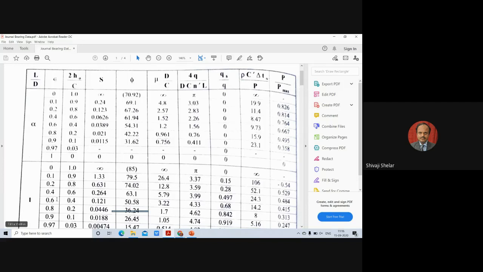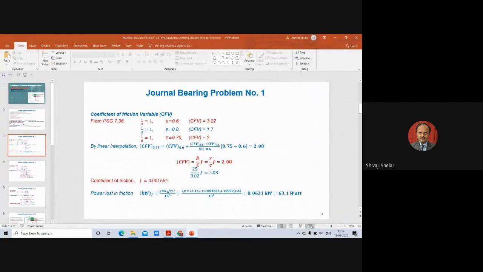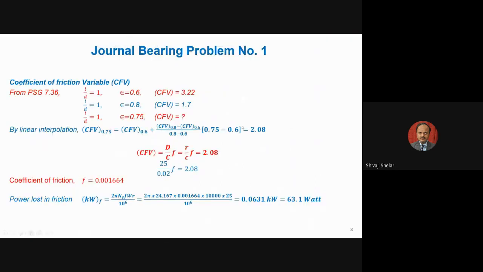So for 0.6, the value of F into R by C, that is called CFV, is 3.22. And for 0.8, the value is 1.7. So if we go to the presentation, here I have written these values.